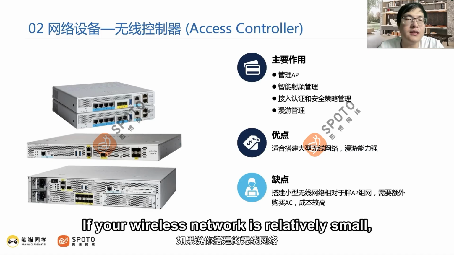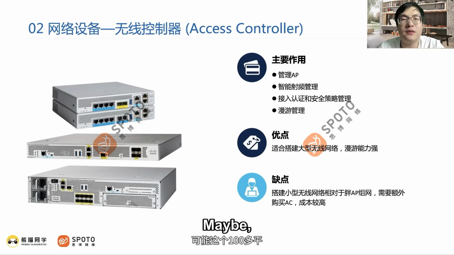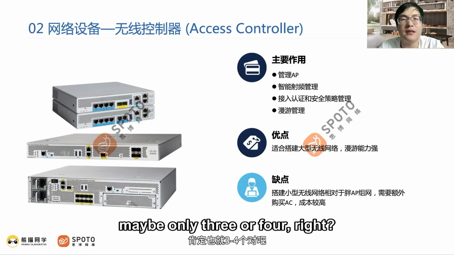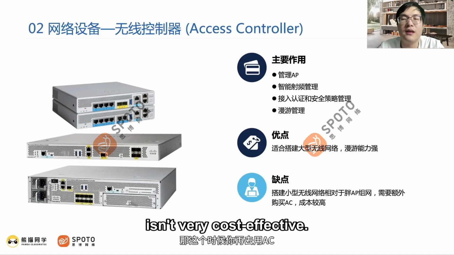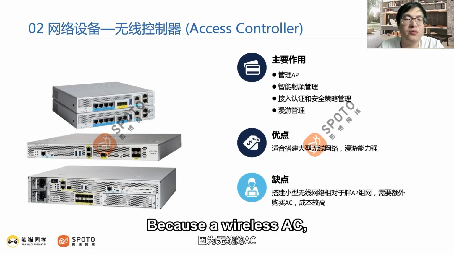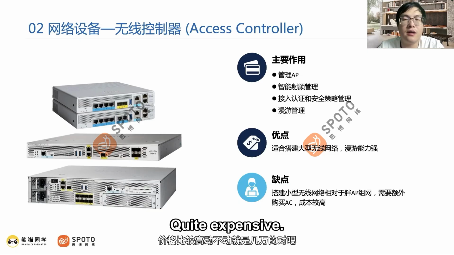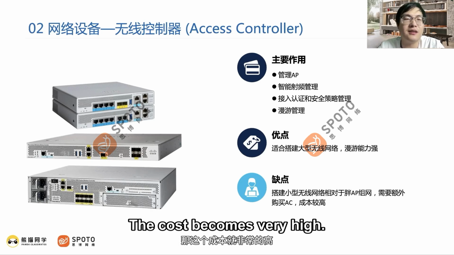If your wireless network is relatively small, like your home, maybe around 100 square meters, with maybe only 3 or 4 wireless routers, then using an AC isn't very cost-effective. Because a wireless AC is quite expensive, easily tens of thousands. Then you add 3 or 4 small APs, and the cost becomes very high.